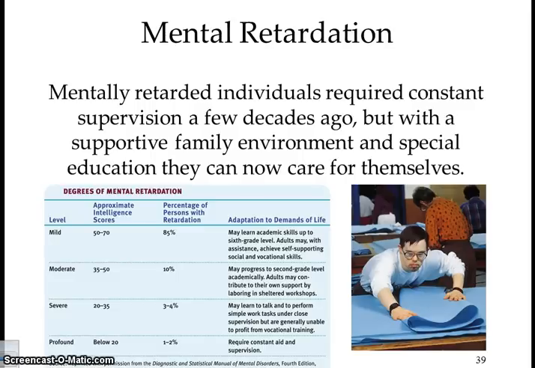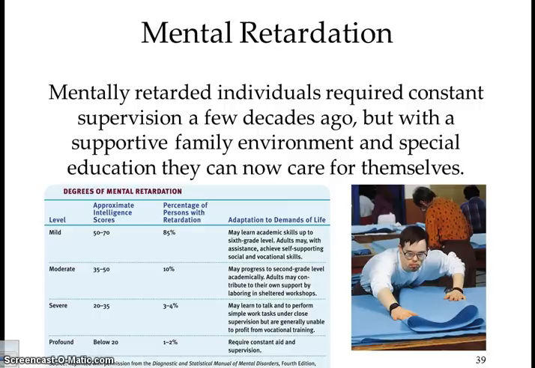Severe is 20 to 35 on our IQ. You're only looking at about 3 to 4% of the population. These children can learn to talk and they can perform simple tasks, but they really need to learn how to take care of themselves. You can give them vocational training, and it's not to say that they don't gain anything, but psychologists say that they're not really gaining a whole lot. Whereas a child in the moderate range, you can give them a vocational education, some sort of training, and they can do certain job skills.